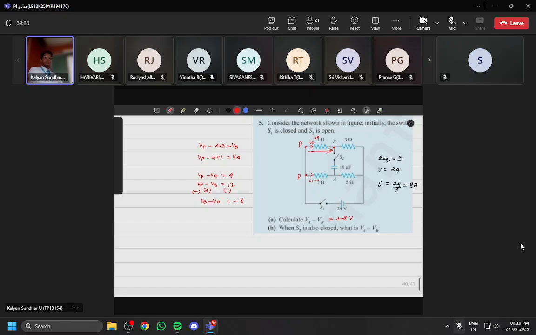Now tell for the second one. S2 close பண்ணிட்டாங்க இப்போ. க்ளோஸ் பண்ணதுக்கு அப்புறம் VA VB எப்படி இருக்கும்? VA minus VB potential difference. S2 இப்பதானே க்ளோஸ் பண்ணியிருக்காங்க. கரண்ட் ஃப்ளோ ஆகுமா? ஆகாது. It will not. கரெக்ட்.